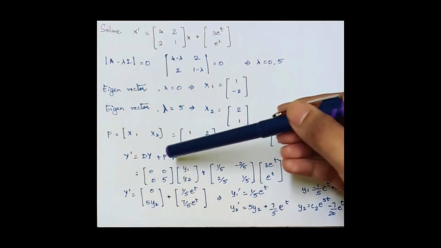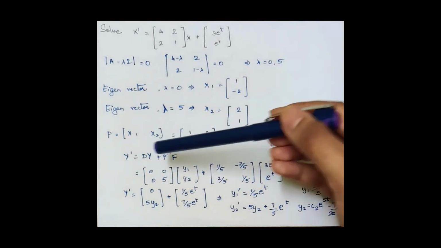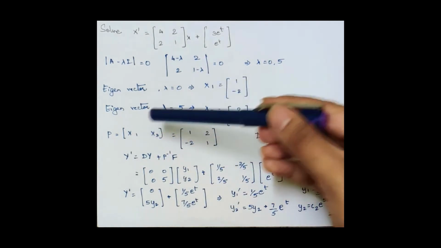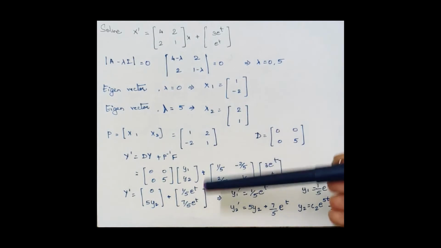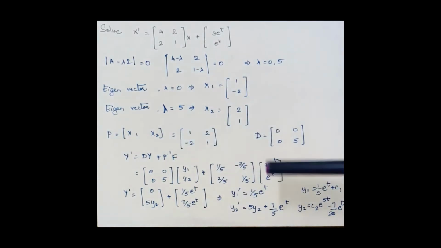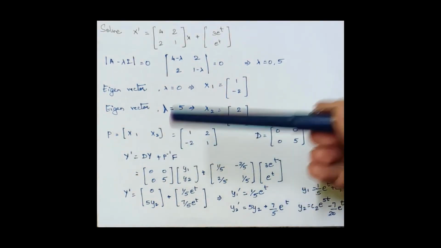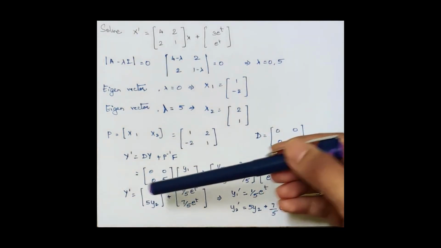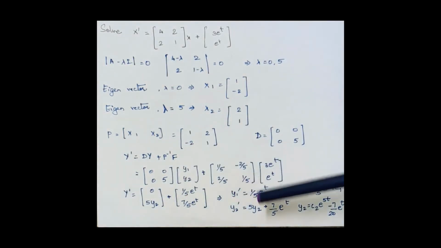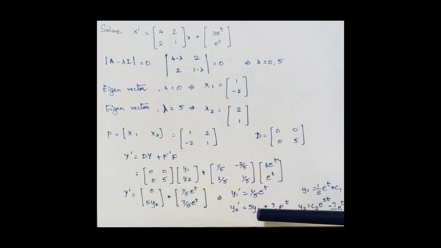Y dash is equal to Dy plus P inverse of F. You have D, you have y plus P inverse. You have P, so P inverse is this. When you find the inverse of the matrix, you obtain this, and then you have the function. On multiplying these two, and on multiplying these two, you obtain these. So here two equations are y1 dash is equal to 1 by 5 e to the power of t, and y2 dash is equal to 5y2 plus 7 by 5 e to the power of t. Now, when you integrate these, you'll be able to obtain your y1 and y2.